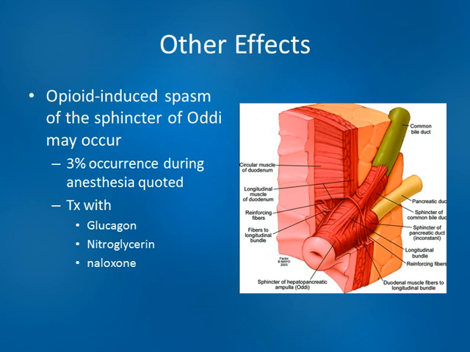Also, why would nitroglycerin work? It's a smooth muscle vasodilator. It works through what pathway? Nope. Nitric oxide. Smooth muscle nitric oxide is a dilator. How would naloxone work to treat this spasm? But what's the problem? It antagonizes your opiate. That's your problem.